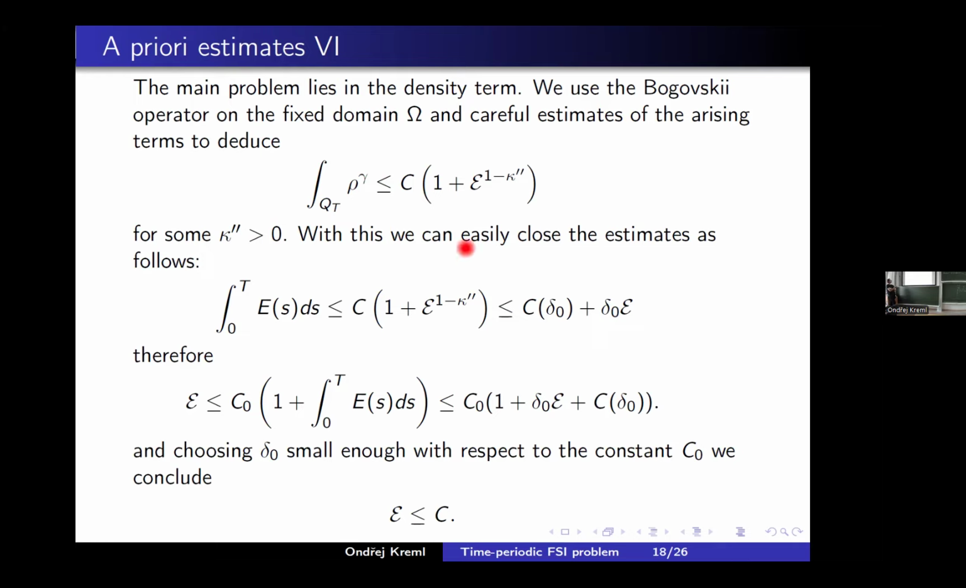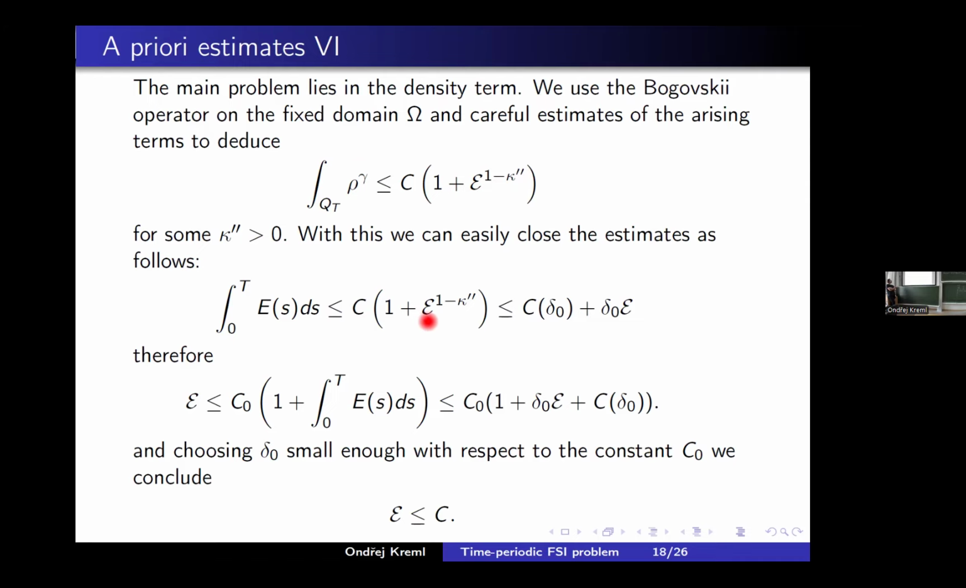I state here simply the end product after all the estimates with the Bogovskii operator, and you can indeed show that the integral of rho to the power gamma is bounded. The power is very close to 1, but it's smaller than 1, and this is crucial, because if this power were equal to 1, it would not work. But luckily, this power can be shown to be smaller than 1, and therefore you can use this estimate in order to show that the integral of the energy is bounded by this.